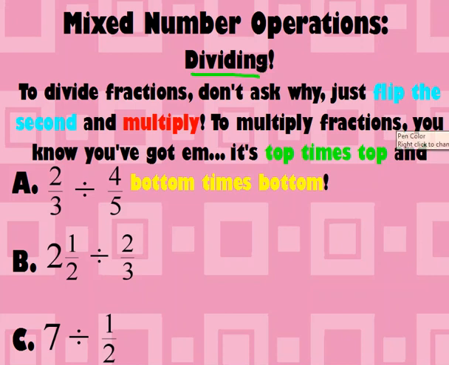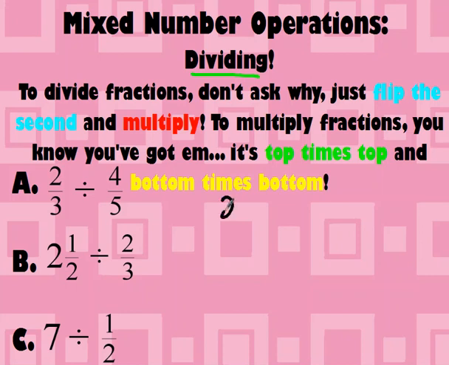So let's go ahead, and we have a rhyme, just like with multiplication. It just has division and then multiplication as well. So we'll just say it together. To divide fractions, don't ask why, just flip the second and multiply. To multiply fractions, you know you've got them: it's top times top and bottom times bottom. So basically, you take your division problem, it's going to flip, and then it turns into a multiplication problem.